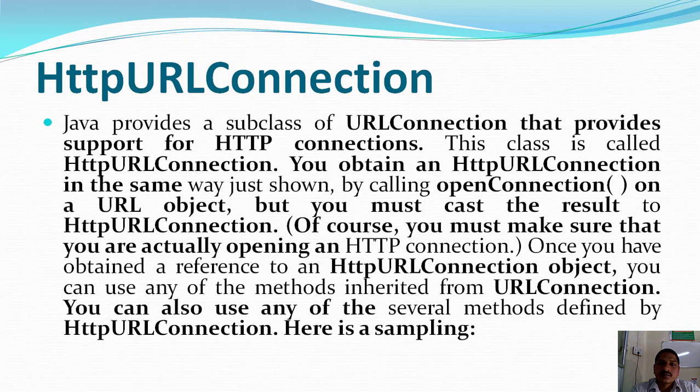We obtain an HTTP URL connection in the same way just shown, by calling the openConnection method on the URL object. But we must cast the result to HTTP URL connection. Typecasting we need to perform here. Of course, we must make sure that we are actually opening an HTTP connection.